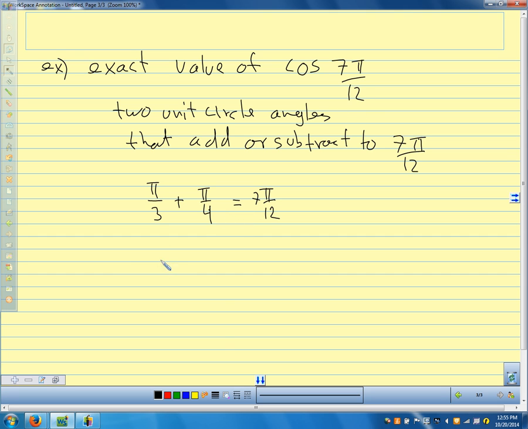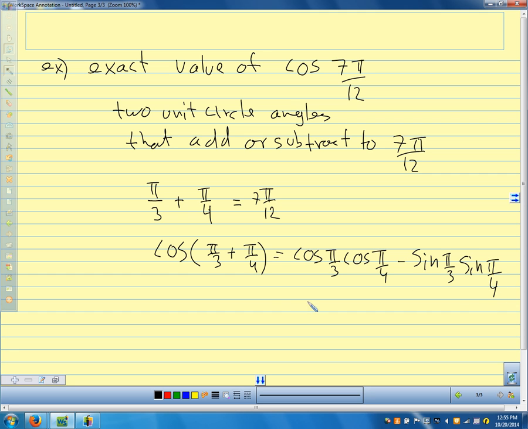So what we're looking for here is the cosine of pi over 3 plus pi over 4, and we have a nice sum formula for cosine. So that's going to be cosine pi over 3, cosine pi over 4, and the signs are opposite, minus sine pi over 3, sine pi over 4.